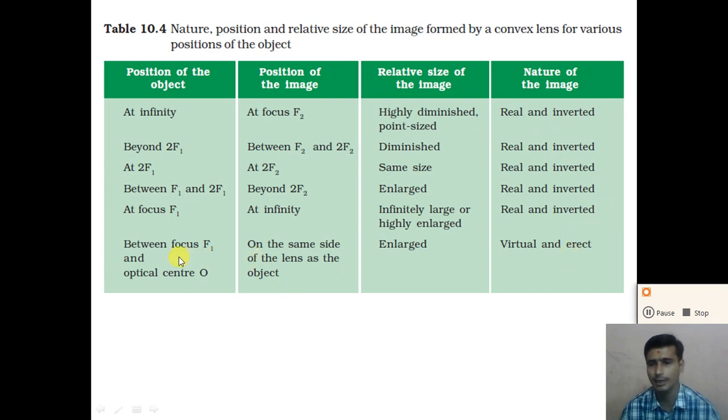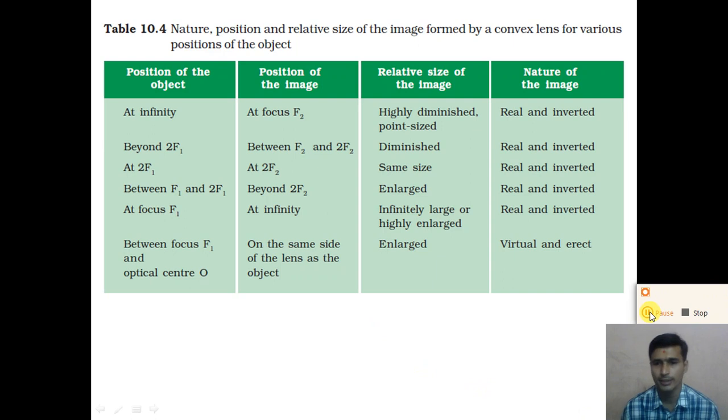Now, the last and important principle is that when the object is placed between the principal focus f1 and the optical center O, the image will be produced on the same side of the lens as the object is placed, the size of the image is larger than the object, and the nature of the image is virtual and erect. So this principle is used in the optical microscope to see an image of a very small object in a larger form.